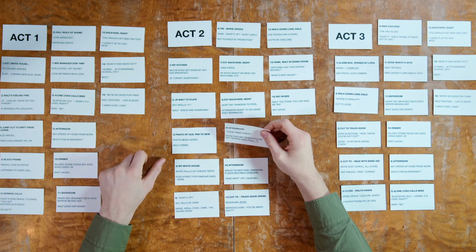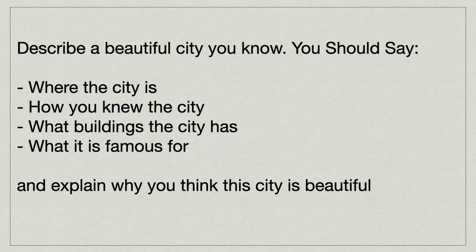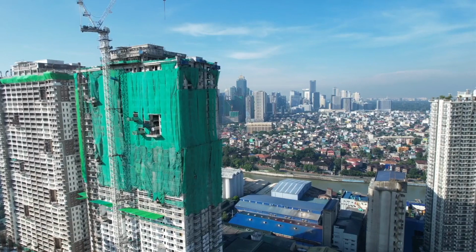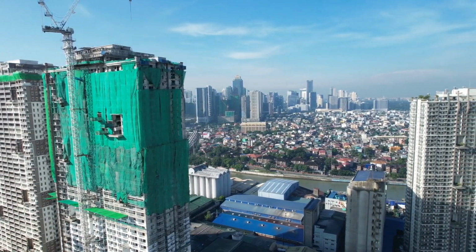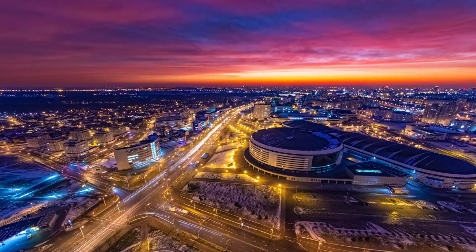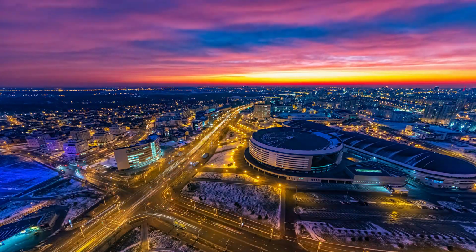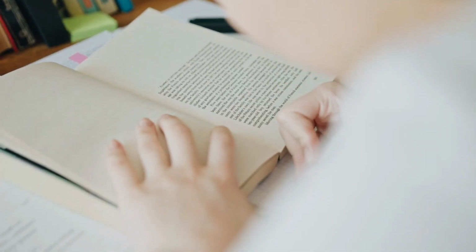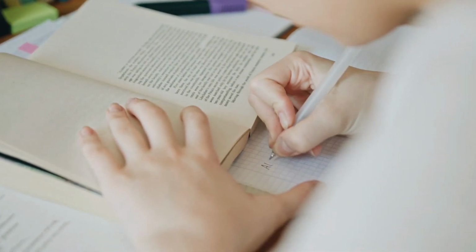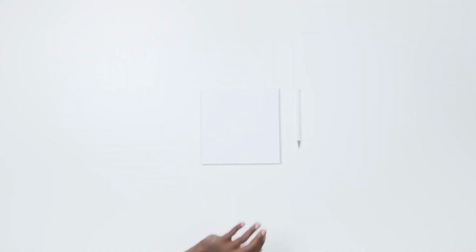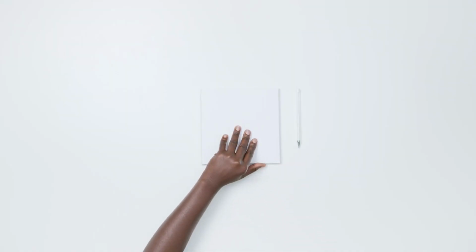Then comes the part 2. In this part, examiner will give you a cue card with a topic, as you can see in video. Topic: describe a beautiful city you know. You should say where the city is, how you knew the city, what buildings the city has, what it is famous for, and explain why you think this city is beautiful. And along with the topic, examiner will give you a notepad and a pen. Then, you'd be given 1 minute to prepare and make notes and speak uninterrupted on the topic for up to 2 minutes.